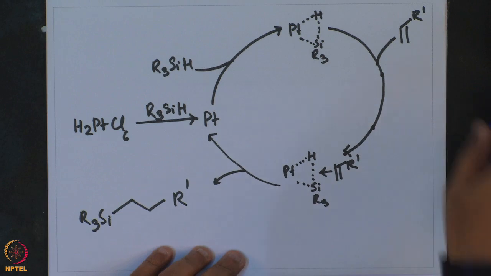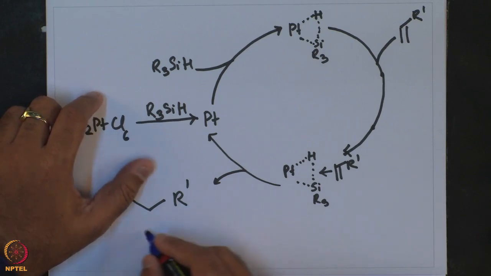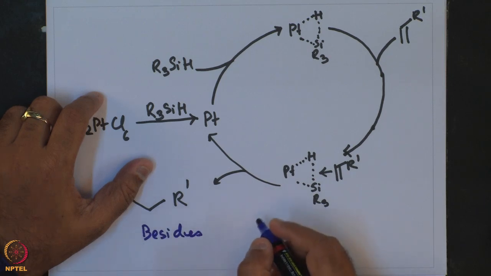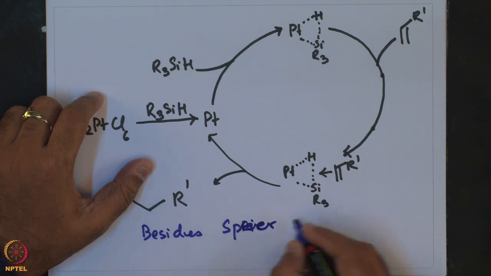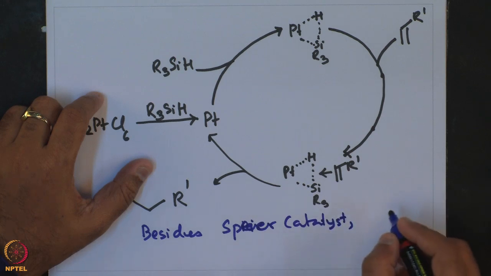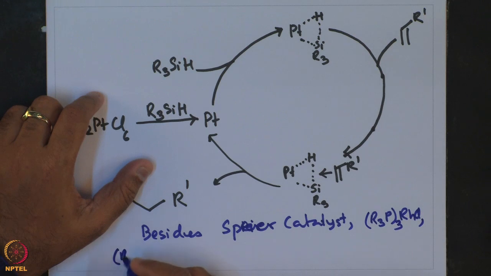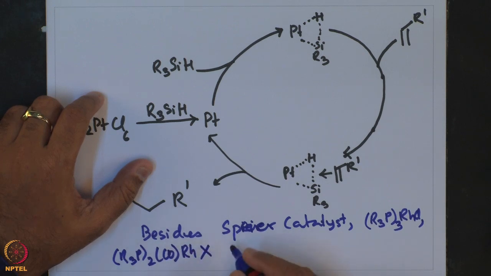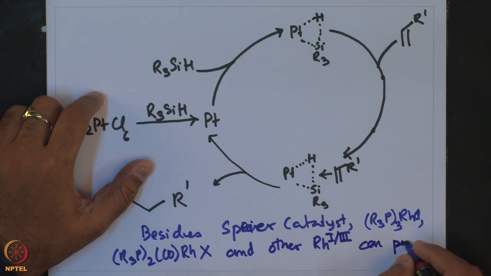So, apart from the Speier catalyst, the other catalysts which can perform hydrosilylation reactions are, besides Speier catalyst, (R3P)3RhCl, (R3P)2Rh(CO)X, and other rhodium 1 and 3 complexes, which can perform the hydrosilylation reaction.